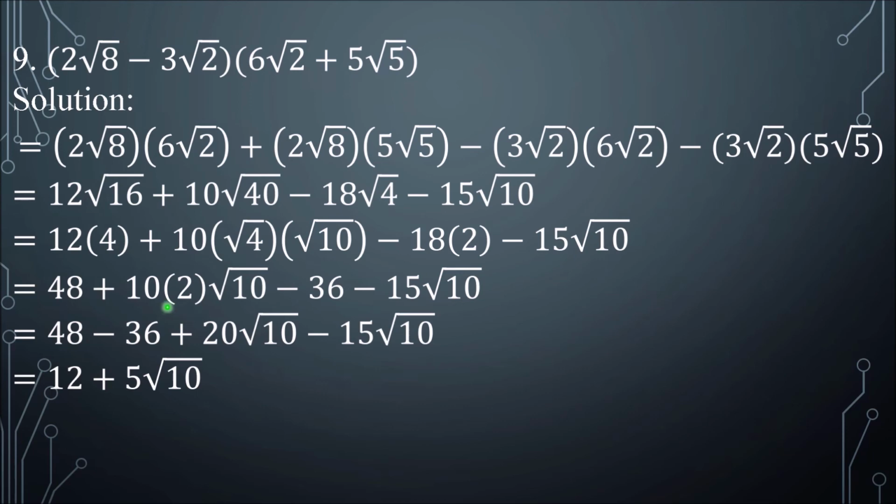Now, this 10 times 2 is 20. 20 square root of 10 minus 15 square root of 10. So, 20 square root of 10 and 15 square root of 10 are like terms. So, we can combine. 20 minus 15 is 5. Plug in the radical, square root of 10. So, final answer is 12 plus 5 square root of 10.